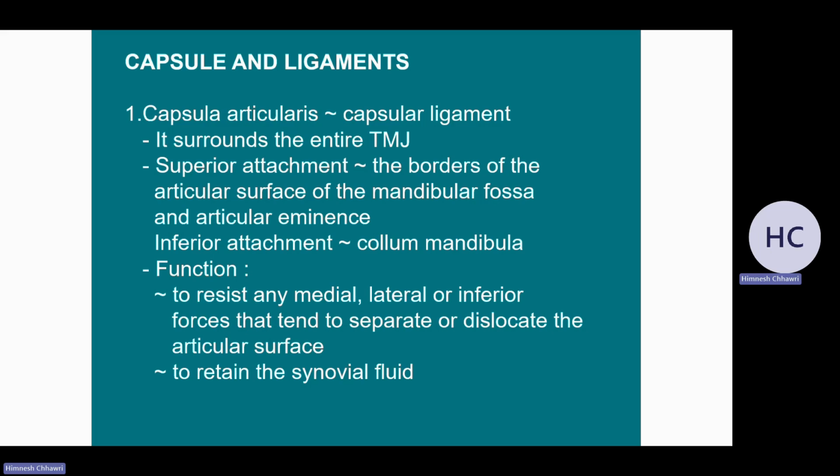Then let's talk about the capsule and the ligaments. The articular capsule, like in another synovial joint, the TMJ also has an articular capsule. The articular capsule surrounds the entire joint, that is, the part where the two bones meet. The capsule encloses the synovial fluid, the articular disc, and two ligaments, which we'll talk about later. But the main function of the capsule is to hold the joint in place. That is, it prevents any sidewards or excessive downward movement of the joint. So it's basically securing the joint and enclosing the synovial fluid.